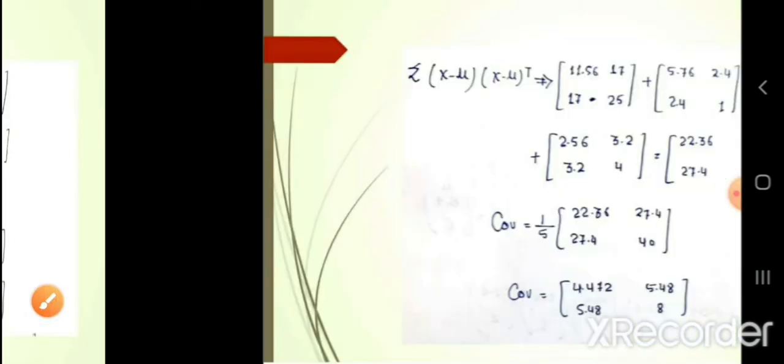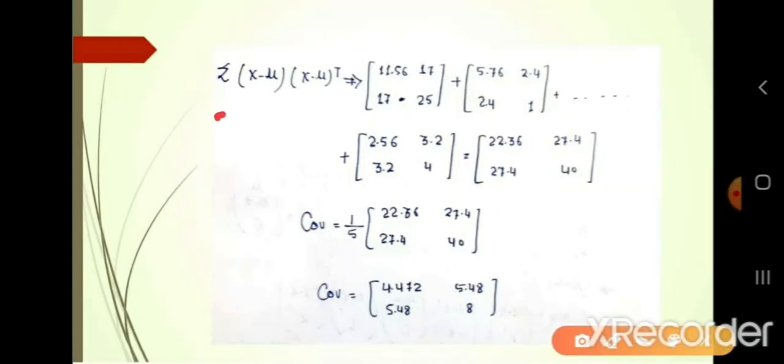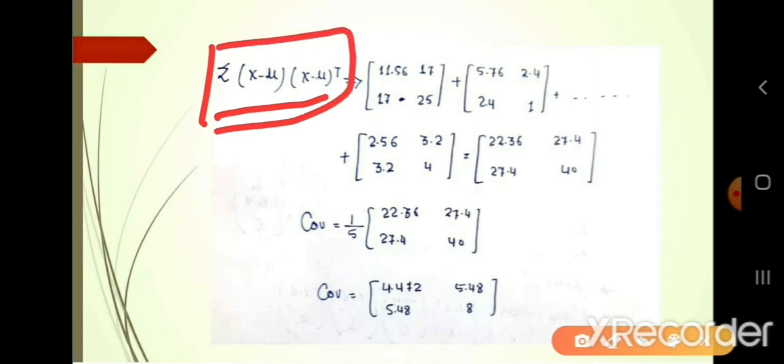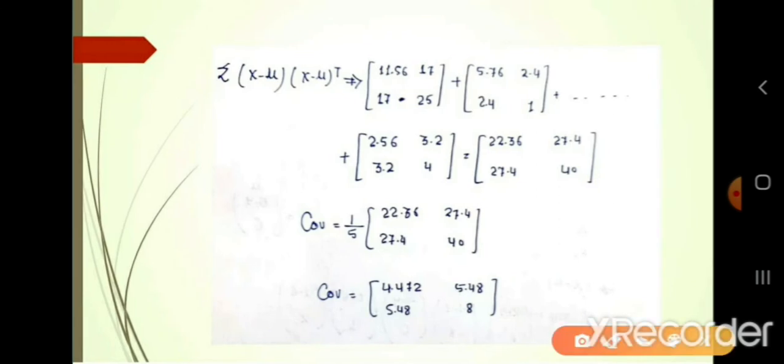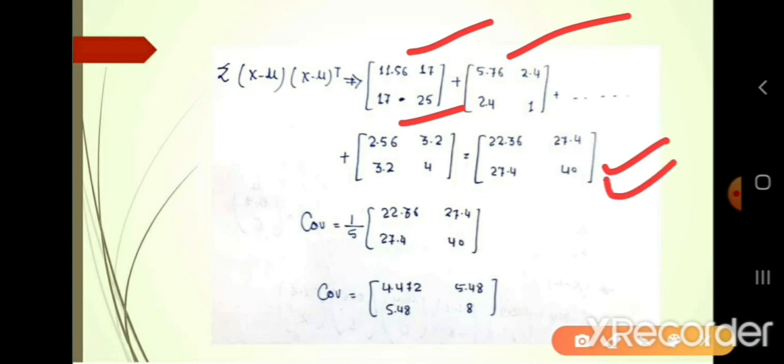Next, we need to calculate the summation of the x minus mu matrix and its transpose multiplication. These were the matrices 1, 2, 3, 4, 5 and 6. So we will add all 6 matrices to get the complete summation, and this will be the summation of all the matrices.